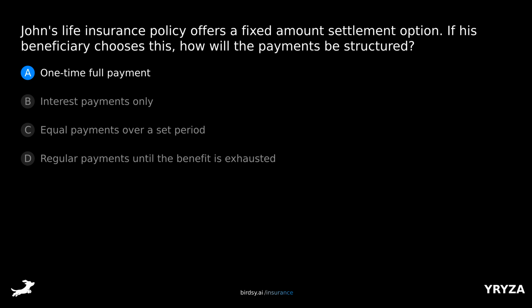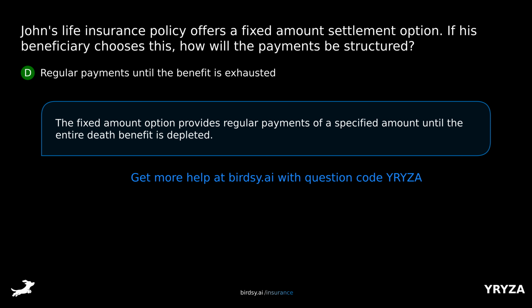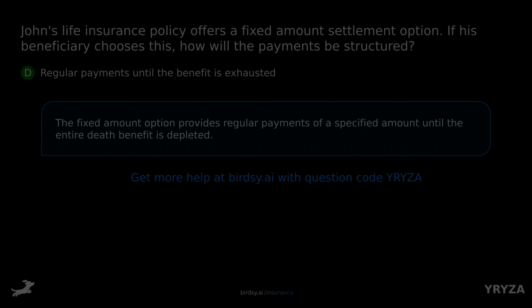Is it A, one-time full payment? B, interest payments only? C, equal payments over a set period? Or D, regular payments until the benefit is exhausted? The answer is D, regular payments until the benefit is exhausted. The fixed amount option provides regular payments of a specified amount until the entire death benefit is depleted.